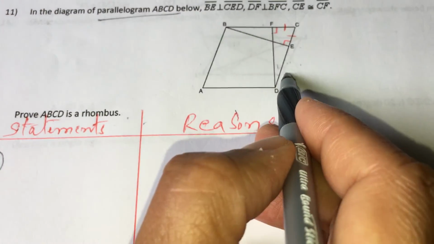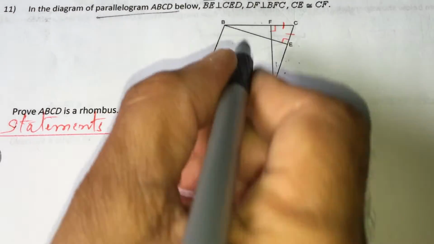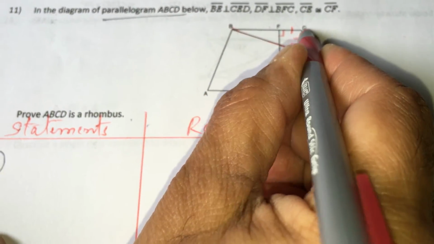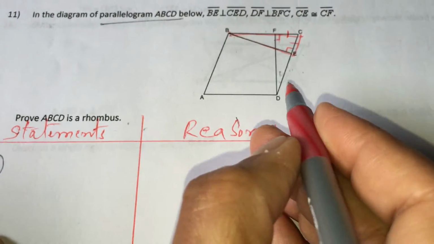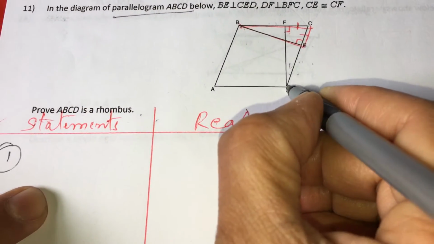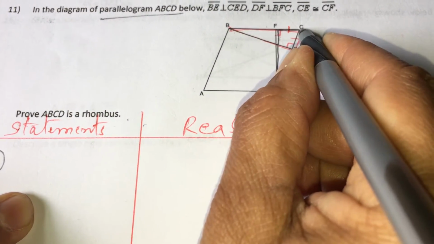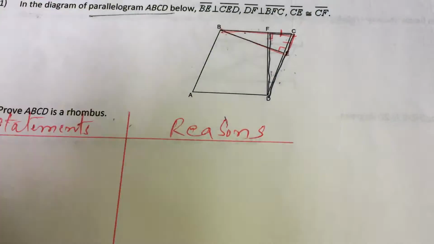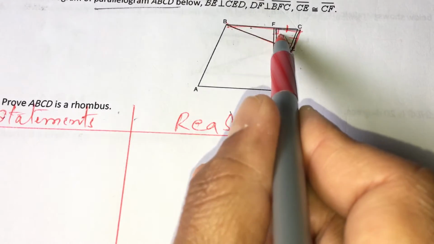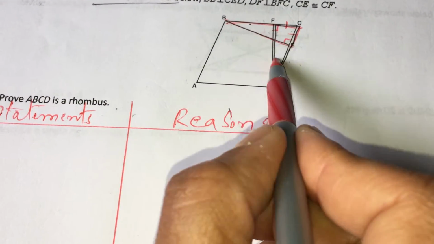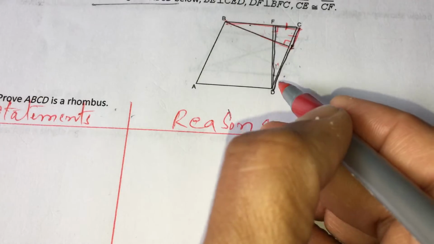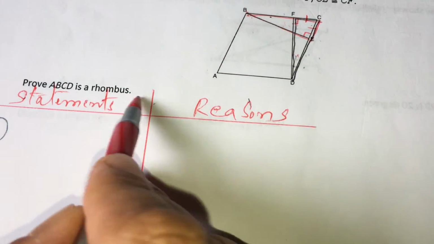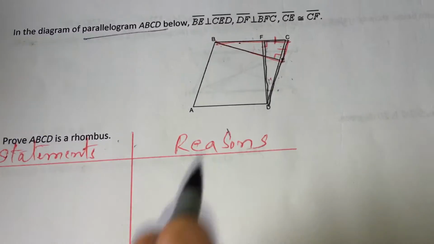To prove BC and DC equal, first I prove this triangle BEC congruent to this triangle DFC. See, one is the red triangle, another is the black triangle. Now I want to prove these two triangles congruent. Once I prove these two triangles congruent, automatically BC and DC will be congruent. Thereby we can conclude ABCD is a rhombus.